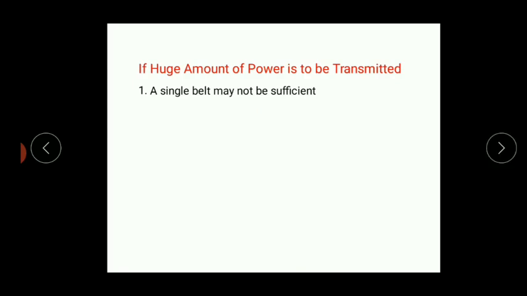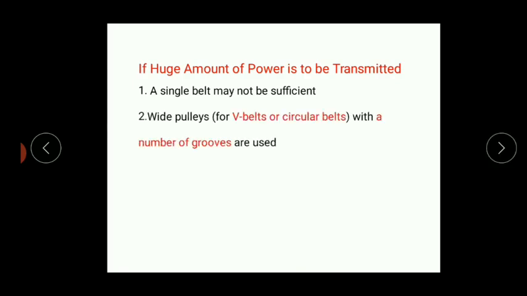So if a huge amount of power is to be transmitted, a single belt may not be sufficient. Then wide pulleys for V belts or circular belts with a number of grooves can be used. You can increase the number of grooves on the pulleys, and in each groove you can accommodate a V belt or a rope, and that will increase the power transmission capacity of your drive.